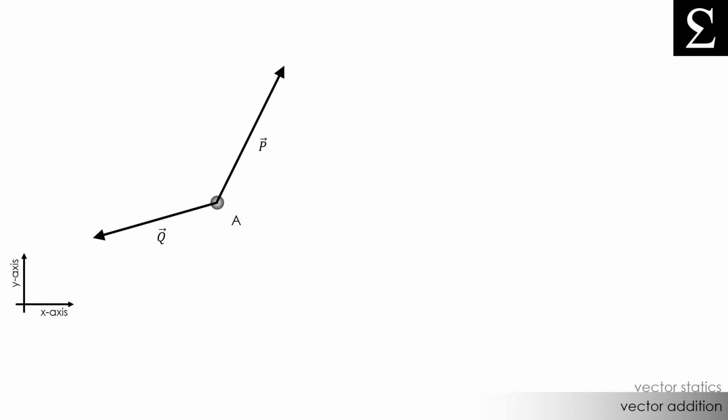We can apply the triangle or parallelogram rule to find the resultant of these two vector forces. We will use the triangle rule and move vector q's tail to the tip of vector p, and then we'll be able to find the resultant vector r.